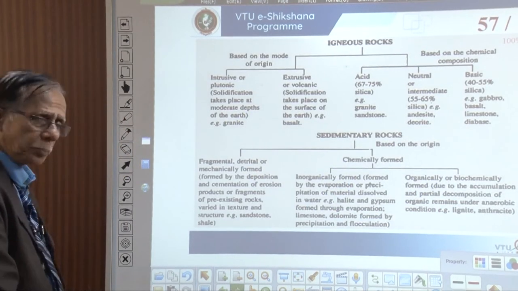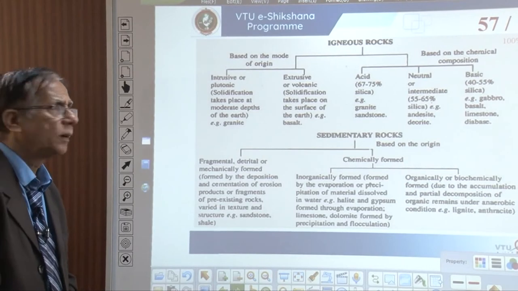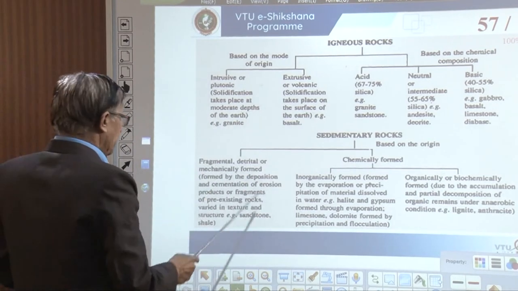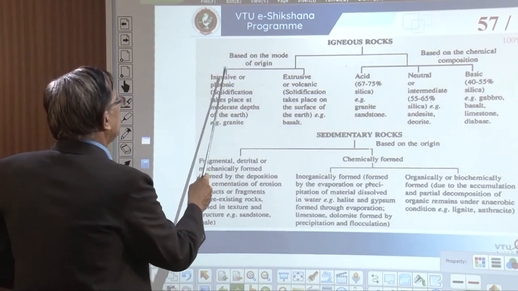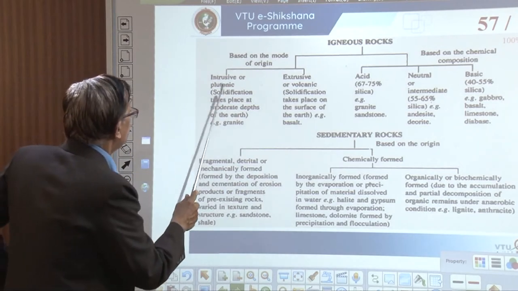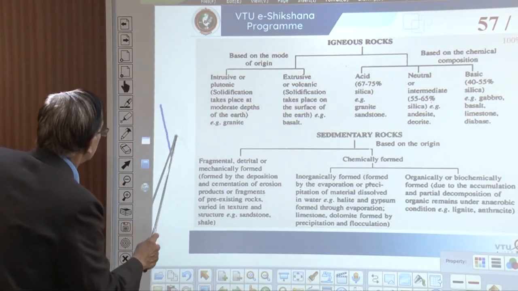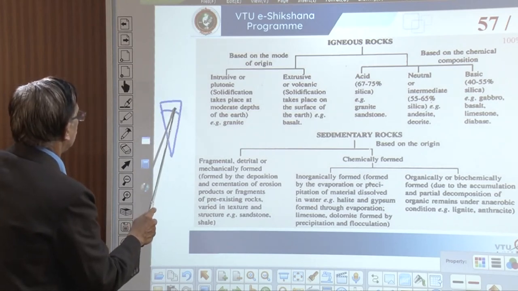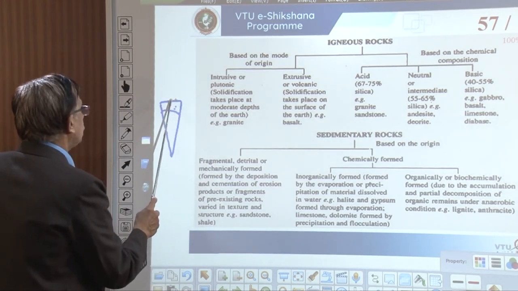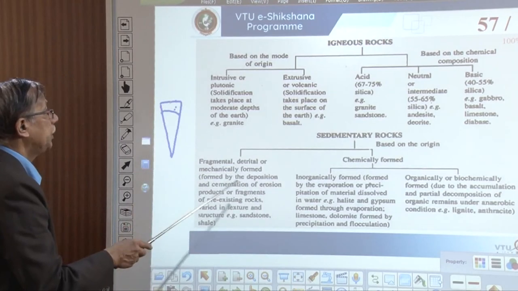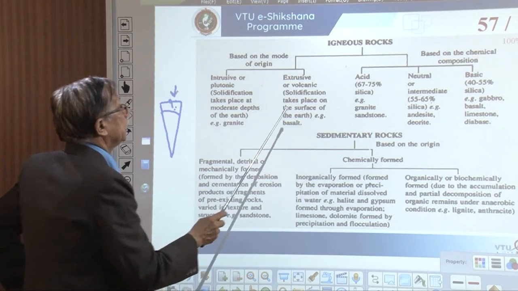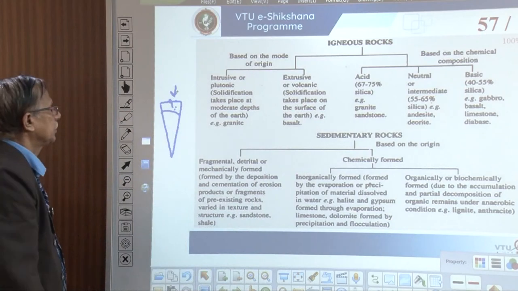Thus, just to summarize, we have igneous rock. Now, igneous rocks have intrusive and extrusive rock. I have shown that in our previous slide. Intrusive rocks, if this is the earth section, the crust, those at this depth we call plutonic. Those lying close to the ground or on the ground we call extrusive rock. They reach the surface, exposed to atmosphere. They are called volcanic rocks.